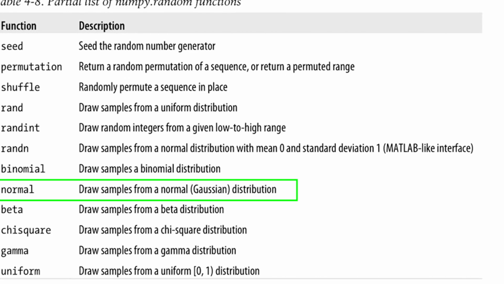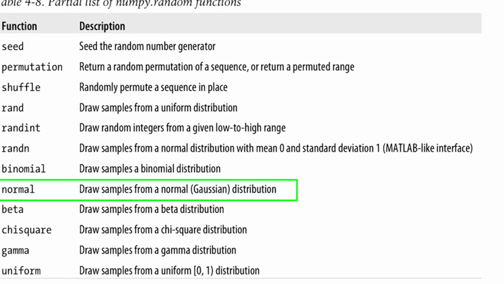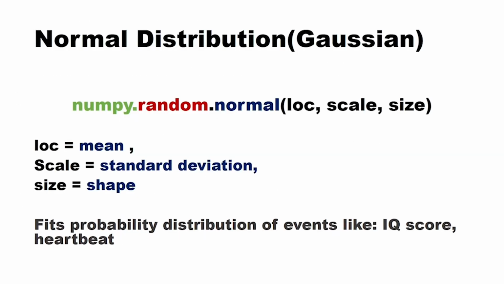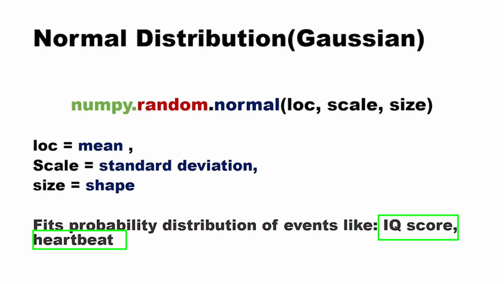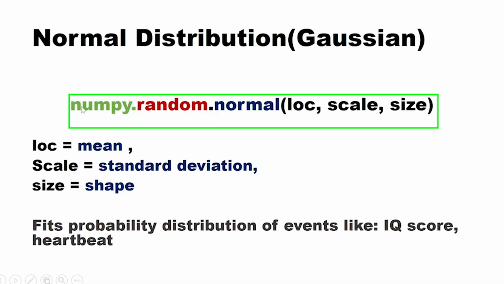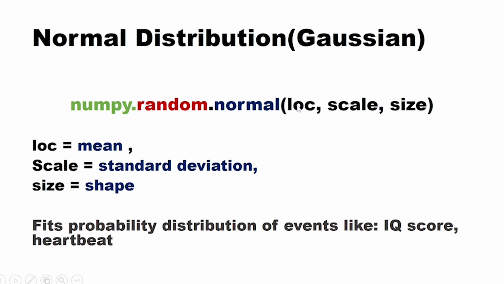I can't leave without showing you a normal distribution, where you can create data and transform that data into a dataset. That dataset you can use to train and test your model. The most popular is the normal distribution. This normal distribution fits the probability distribution of most events like IQ scores, heartbeats, and others. To access this, you simply apply this syntax. We write NumPy, and you add the random module and the normal function. We need to pass the loc parameter, which is the mean. Scale is the standard deviation, and size is the shape of the array.